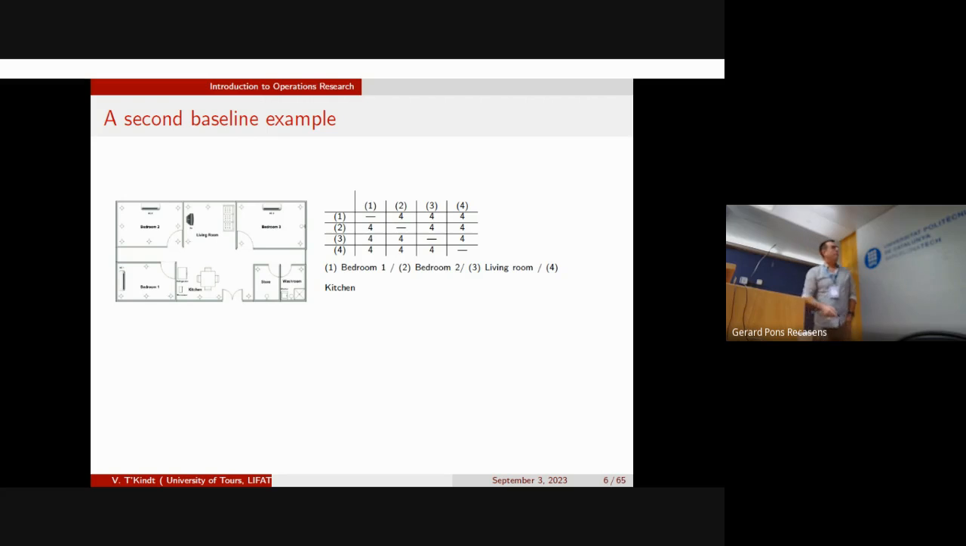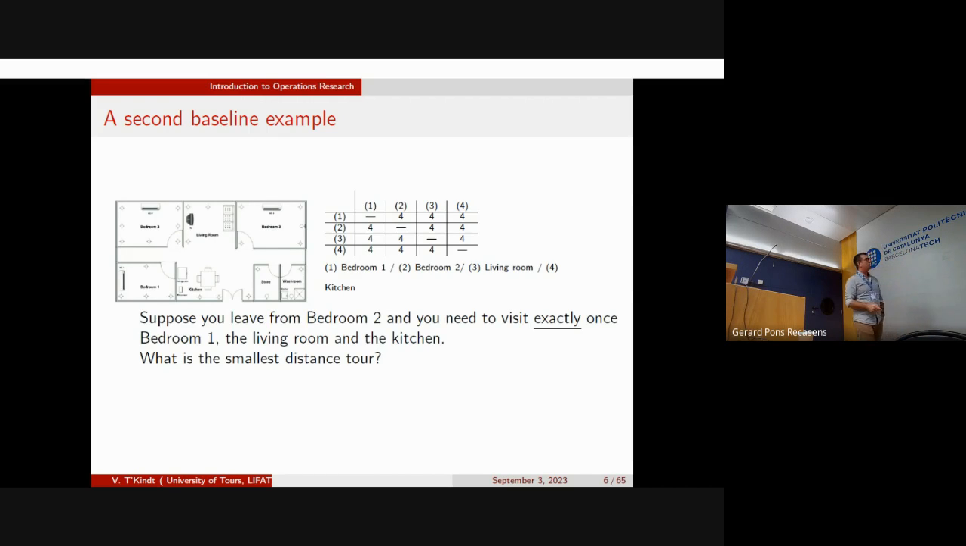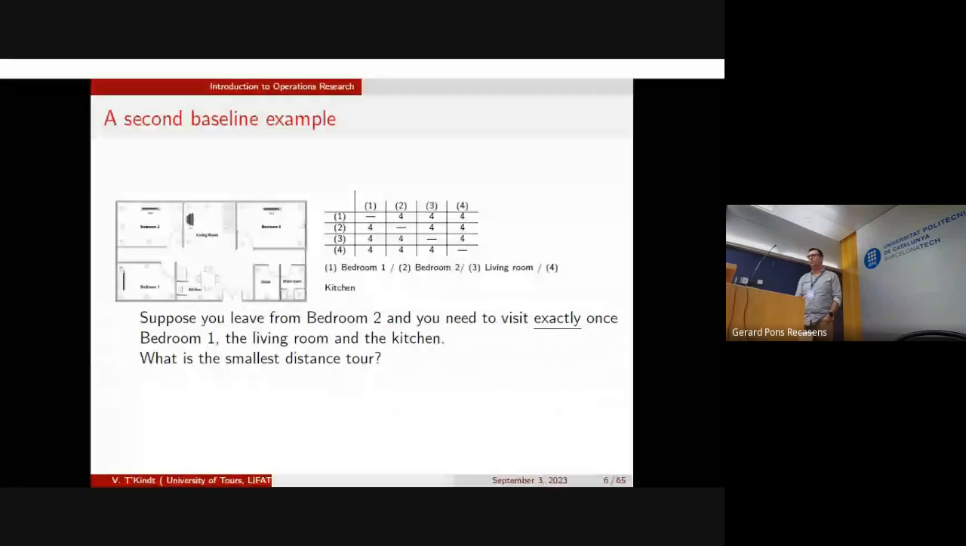Okay. So you have a matrix of distances, you have rooms, and the question is, suppose that you live from bedroom 2, and you need to visit exactly once each one. What is the smallest distance? So you leave from bedroom 2, and you have to visit bedroom 1, kitchen, and living room, and go back to bedroom 2. You understand the smallest tour? The sense of this is the lowest distance you have to walk to see all the rooms.